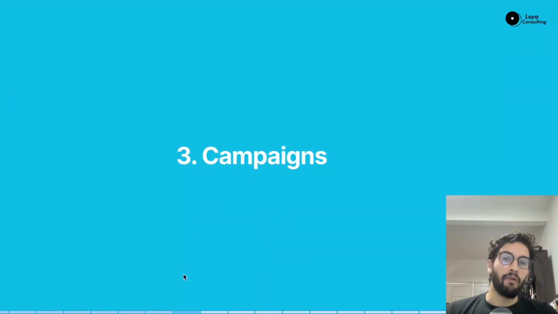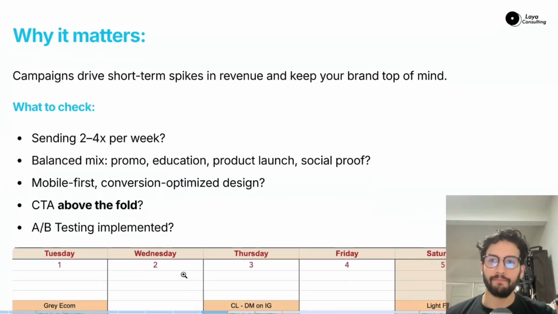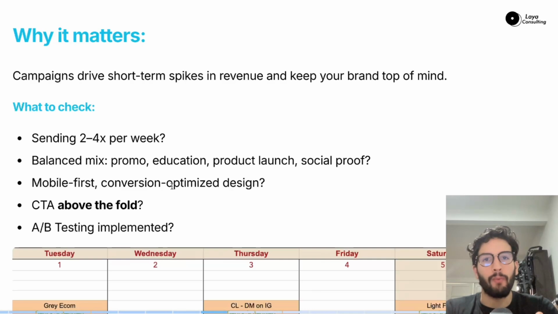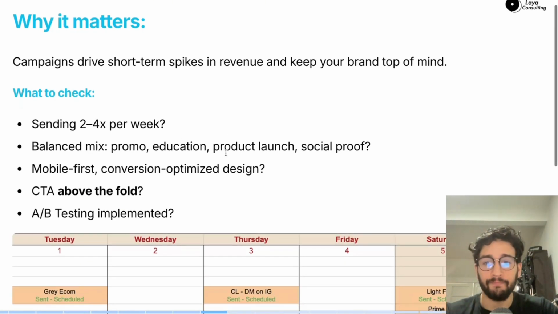Third thing we take a look at is campaigns. So one-off campaigns. Here, why it matters: campaigns drive short-term spikes in revenue and keep your brand top of mind. What to check here: is your brand sending 2 to 4 campaigns a week? For the most part, again, every brand is different. We work with brands where we send daily campaigns, sometimes even twice a day. So it depends, but for the most part, I'd say a frequency of 2 to 4 campaigns a week, a balanced mix of promo, education, product launch, social proof, etc.